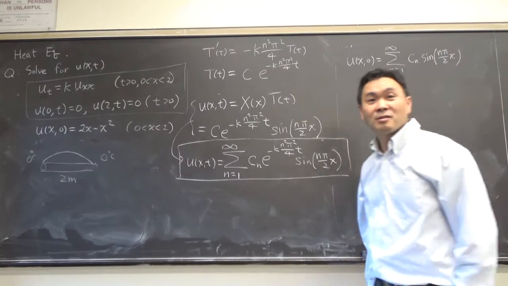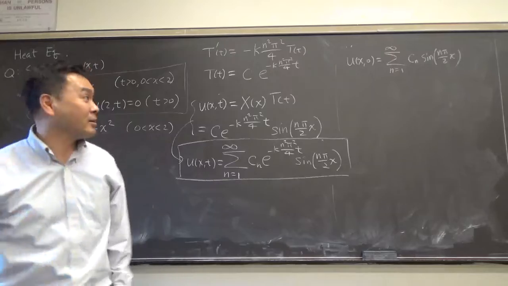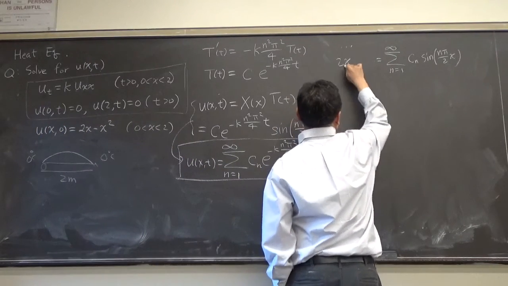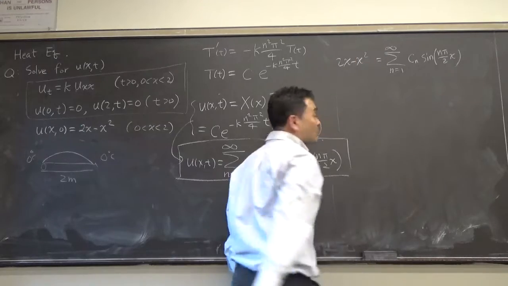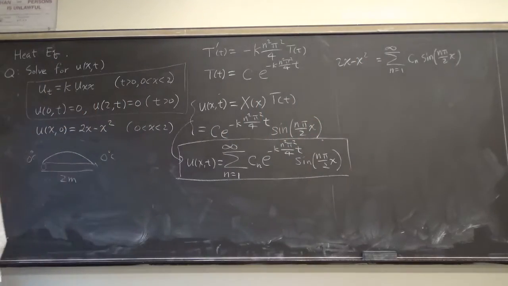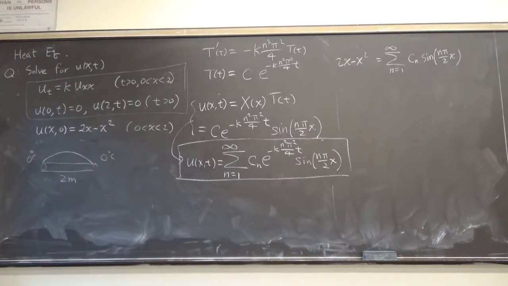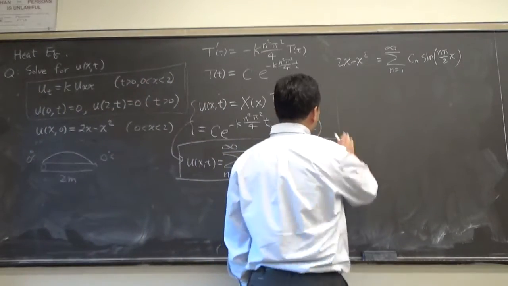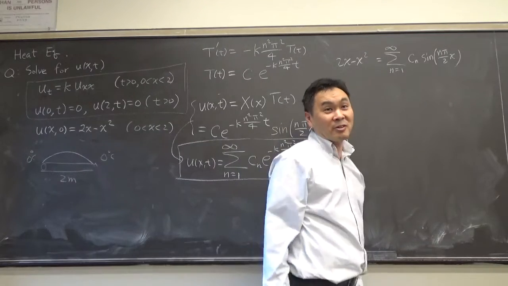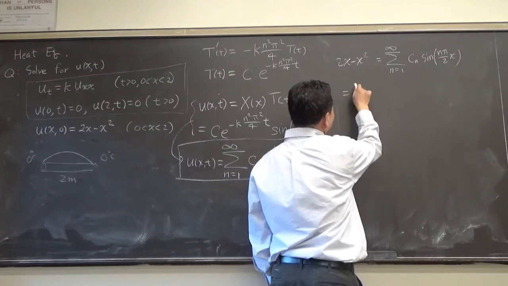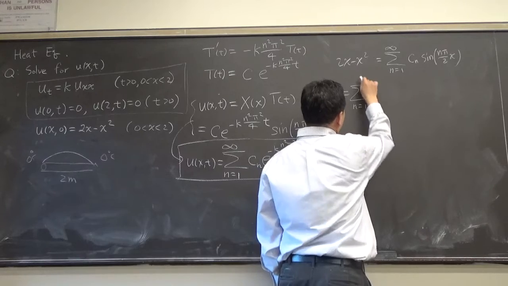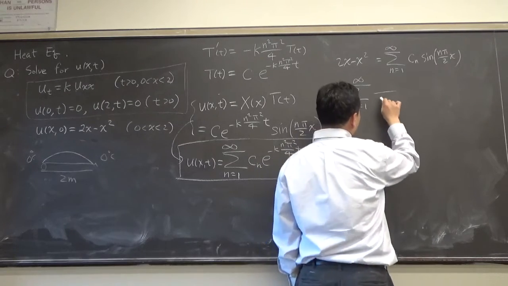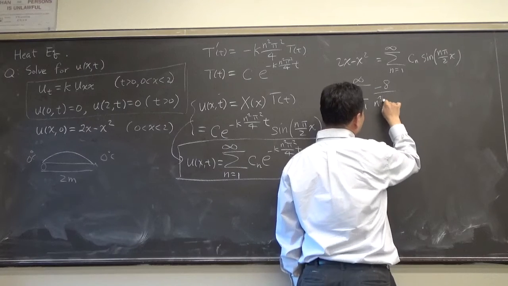And I need this to be u(x,0), which is given as 2x minus x squared. What's that? Fourier sine series, right? It's the Fourier sine series. And we also did the work for that, right? I forgot the value. It was something over n cubed pi cubed, right? It was negative 8 over n cubed pi cubed.